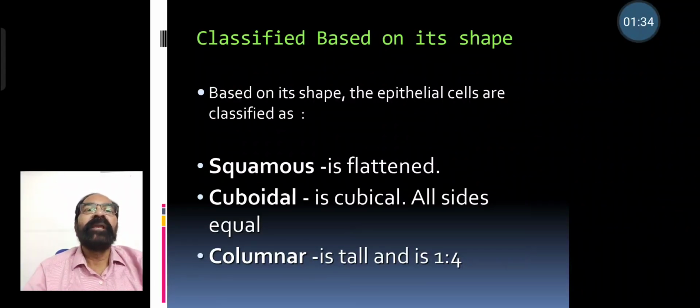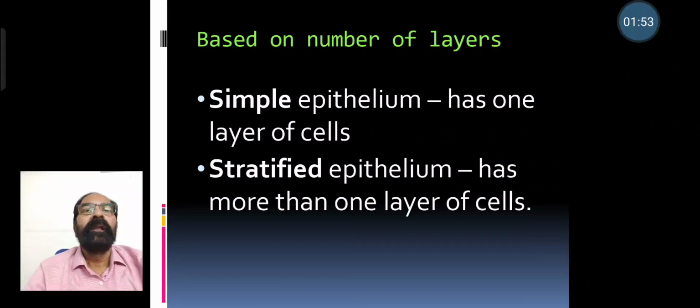They are classified based on shape. Squamous is flattened, cuboidal is cubical, all sides are equal, and columnar is tall, that is there is a 1:4 ratio. Simple epithelium has one layer of cells. Stratified epithelium has more than one layer of cells.